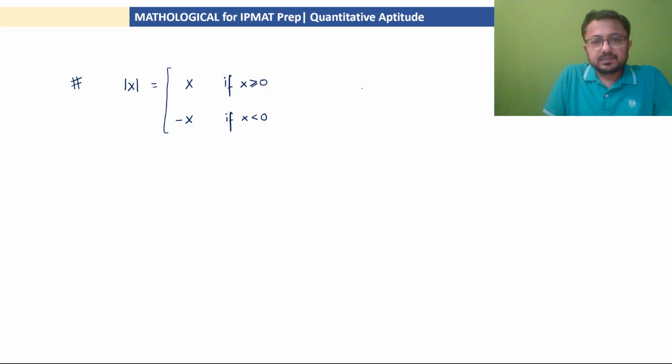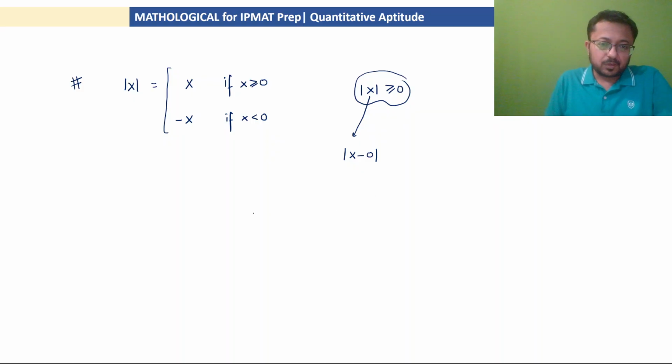Okay, so mod of x or modulus of x is always greater than or equal to 0, irrespective of whether x is positive or negative or equal to 0. Isn't it so? Generally, when we talk about mod of x, it is simply modulus of x minus 0, the distance of x from 0, if we draw it on the number line.